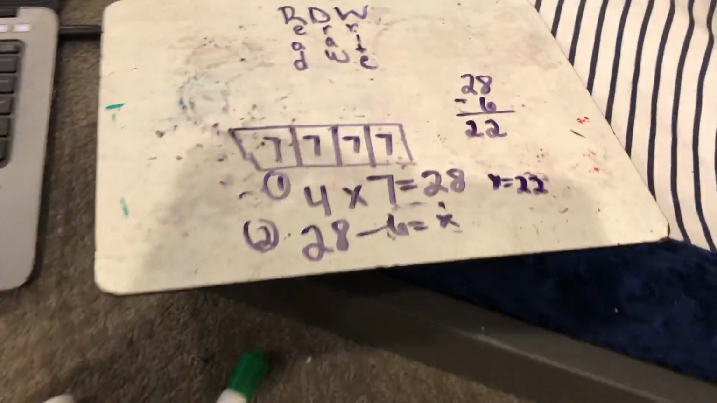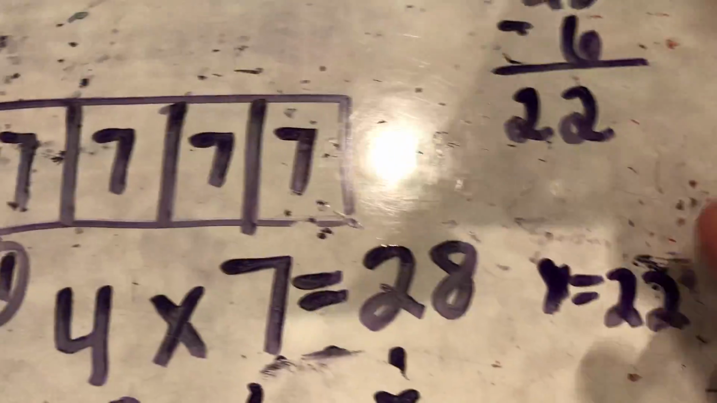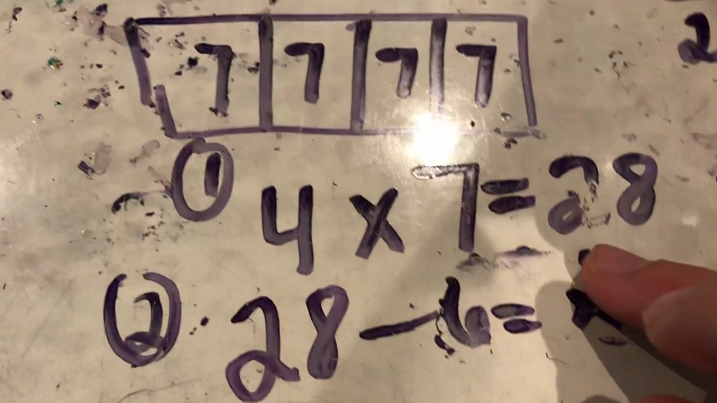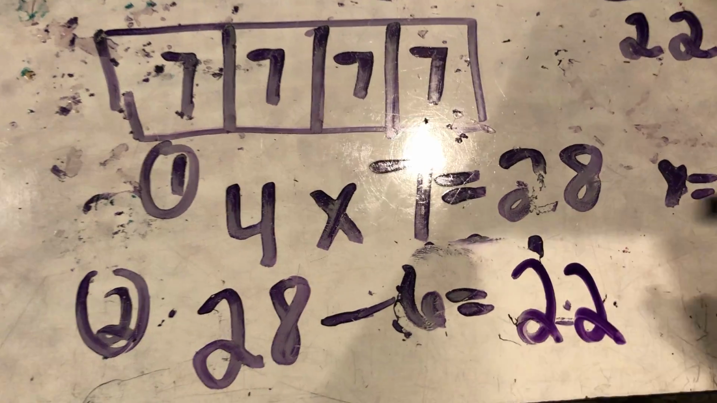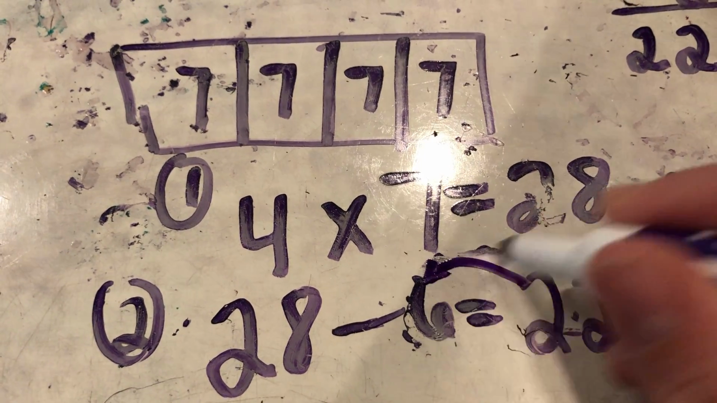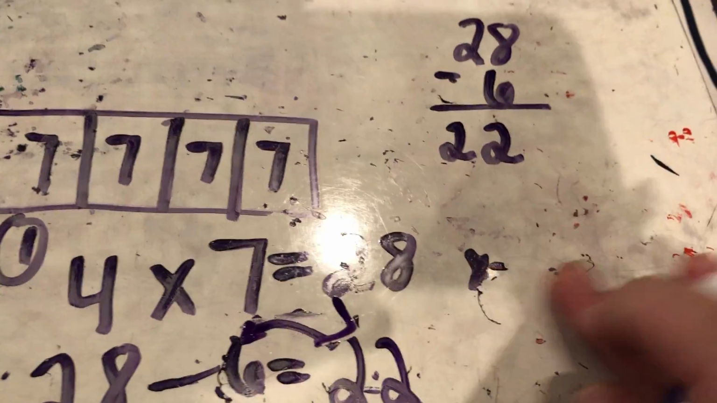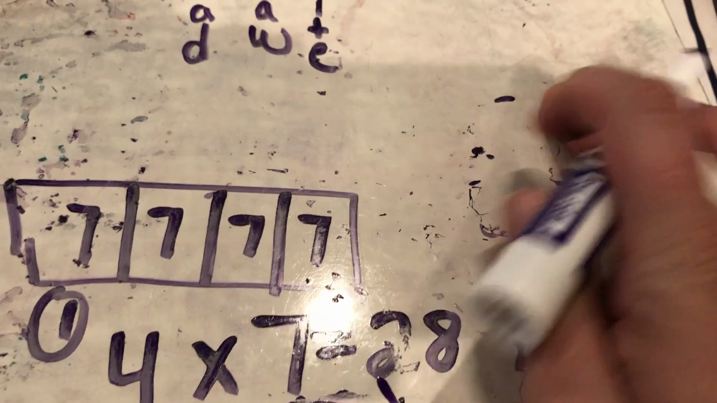Now you know how I can check this is, because I did 28 minus 6 is 22. I can actually switch these two and see if they equal that. Okay, so I'm going to go like this. This is just to check my work.